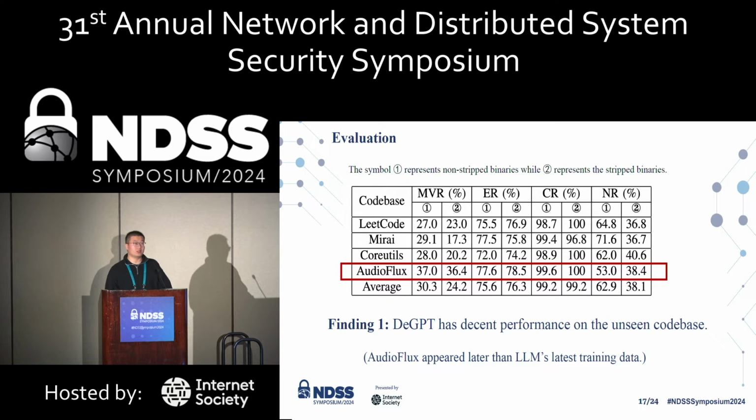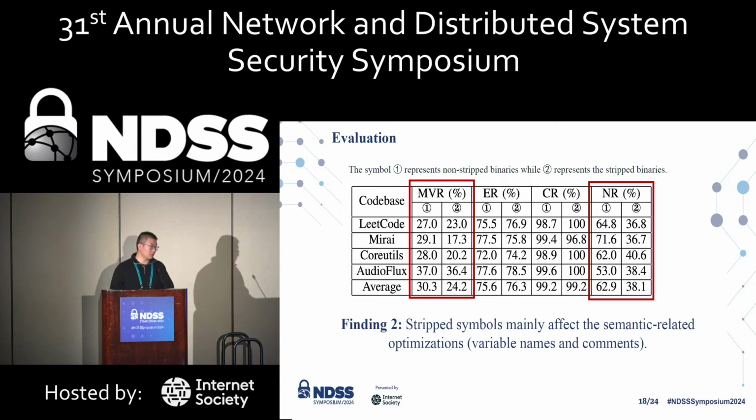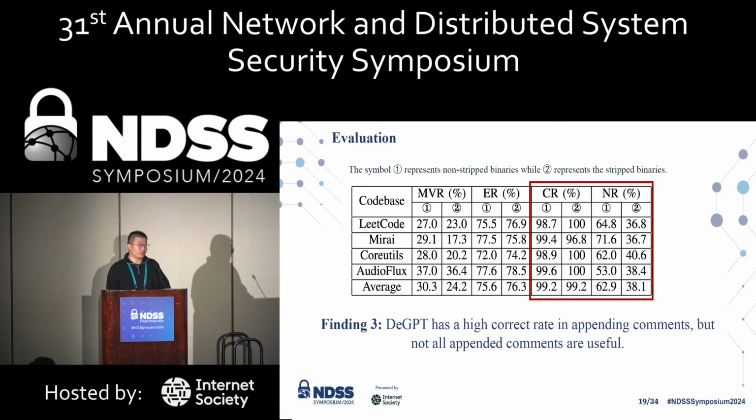We also have some interesting findings. The first is that AudioFlux appeared later than the large language model's latest training data. However, it has similar performance compared with other code bases. This implies that DeGPT has decent performance on unseen code bases. Next, we tested DeGPT on both stripped and non-stripped binaries, and we found that stripped symbols mainly affect the semantic-related optimizations, which include variable renaming and comment appending. Third, we found that DeGPT has a high correct rate in appending comments, but not all appended comments are useful or non-trivial.